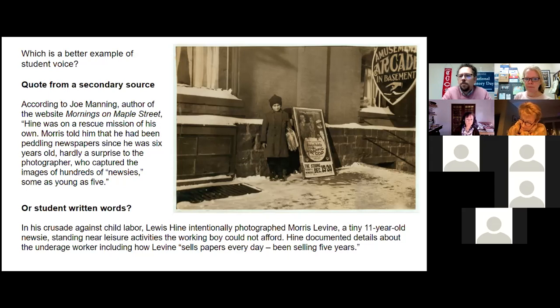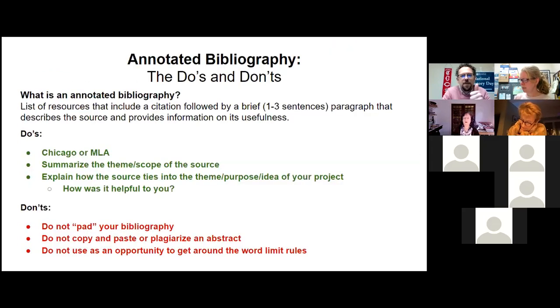Next slide, or no. Awesome, almost there. So we're going to do a little bit of coverage of annotated bibliographies. Basically, what we wanted to touch upon is what judges typically expect from the annotated bibliographies, the do's and don'ts here.